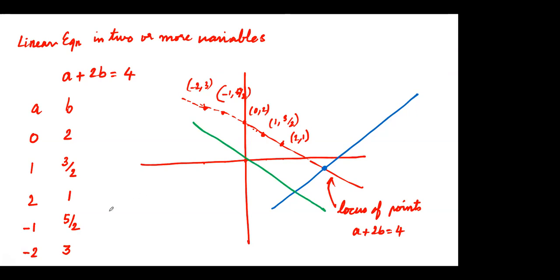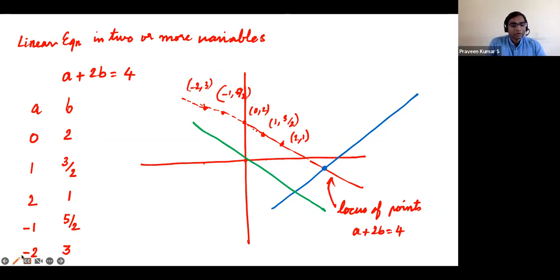No solutions at all. There can also be another condition where the given equation is 2a plus 4b is equal to 8. Then if you substitute the values here, let's say a was equal to 0, then what will b be?